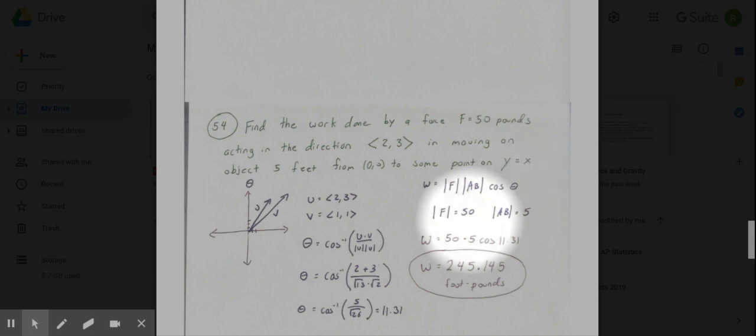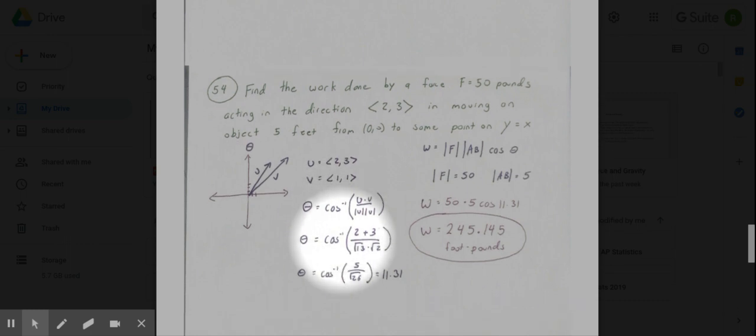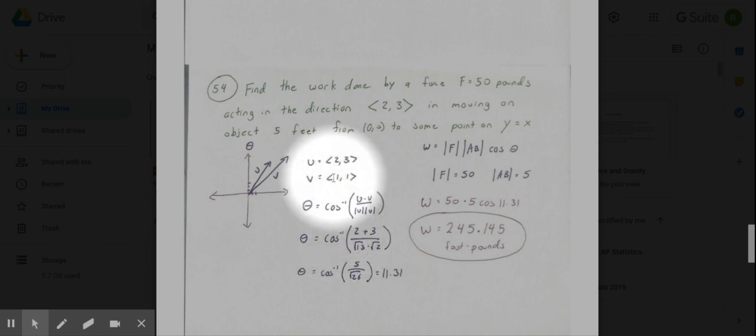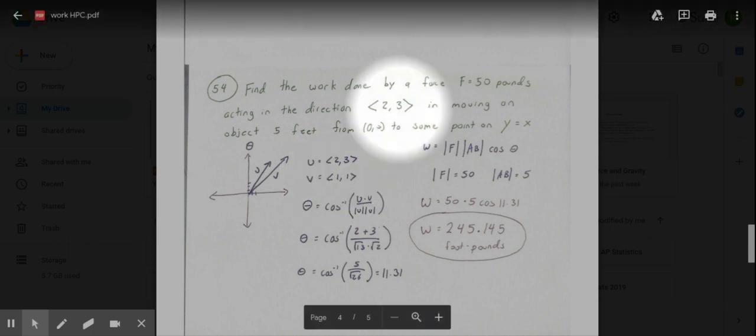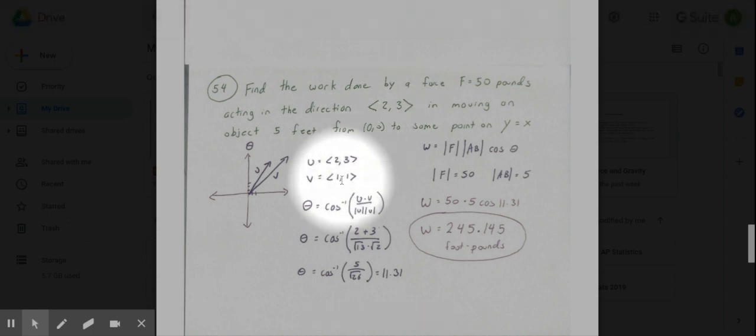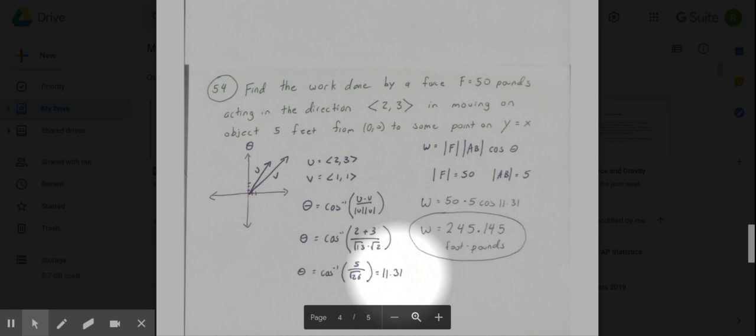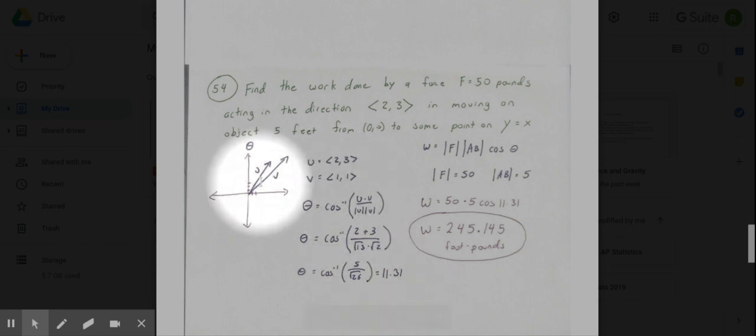In order to find theta, you want to go back to the formula that we did at the beginning of the chapter, where theta equals the inverse cosine of u dot v over the magnitudes multiplied together. So you don't need to actually get new versions of u and v. You can just use the ones given in the problem: 2, 3, and then I just chose the easiest point on the line y equals x, which is 1, 1. It turns out that if you do 2, 2 or 5,000, 5,000, you'd still get the same exact ending angle, 11.31 degrees, regardless of which point you choose on vector v.